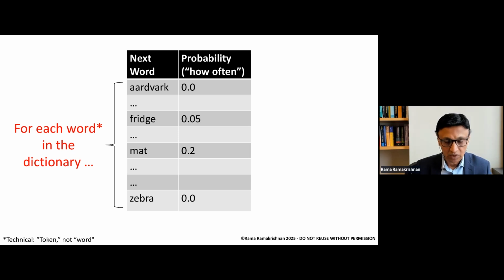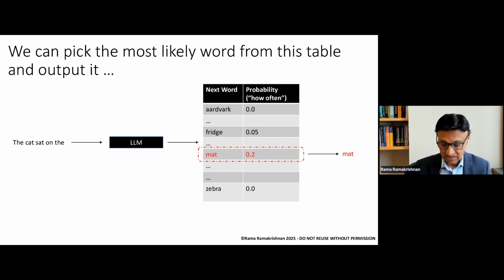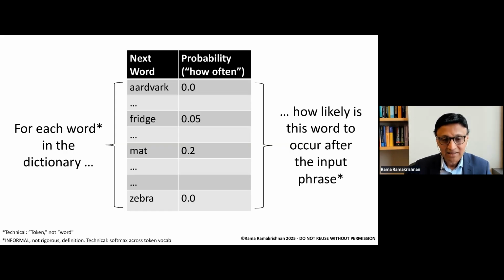And then for every such word, the second column of this table has a number, a probability between 0 and 1, which gives some rough indication of how likely this word is to appear after the input phrase that we fed it. So, for example, here it's saying that the word "mat" has a 20% chance of appearing after the phrase "the cat sat on the." That seems quite plausible to me. Maybe the word "fridge" has a 5% chance of showing up. The word "aardvark" has basically no chance of showing up, just not very plausible, and you get the idea.